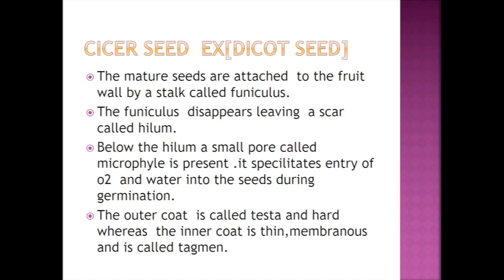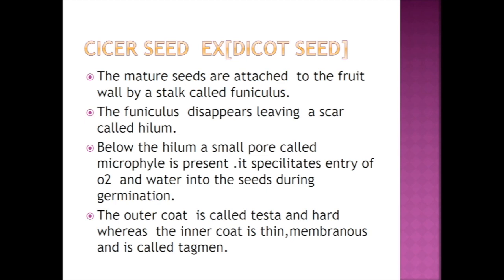The third point: the small pore called the micropyle is present near the hilum and facilitates entry of oxygen and water into the seeds during germination. For a seed to grow, the basic requirements are oxygen and water; when it definitely gets them, it germinates. Another important point is the funicle and hilum. The dicot seed is important for this.